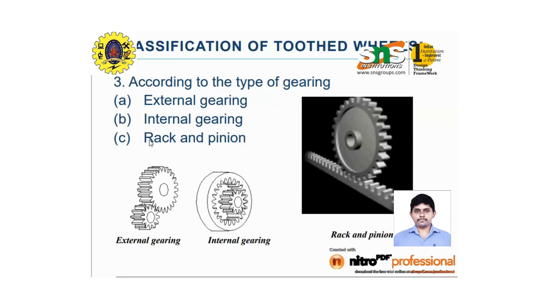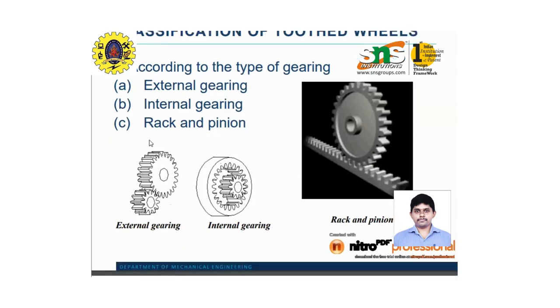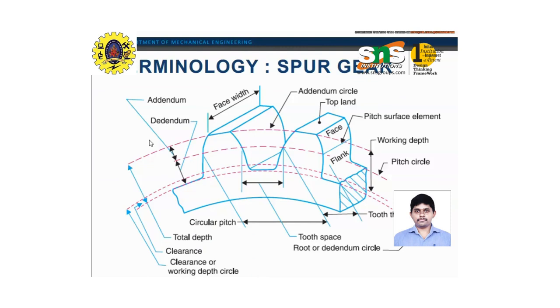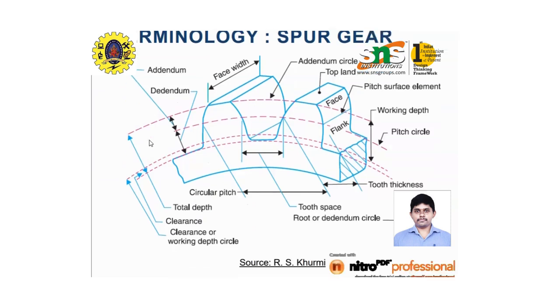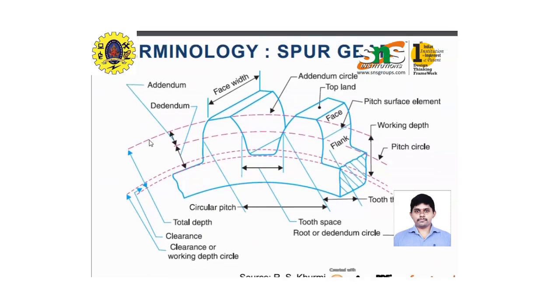So that is according to the type of gearing, and with respect to the shape of the gear, we have classified into these three different categories. Generally, if you are going to speak about gears, we need to know the terminologies which are used for gears. So in this diagram, first of all, I want to mention the parts which we use to name the gear provisions or the gear structures.